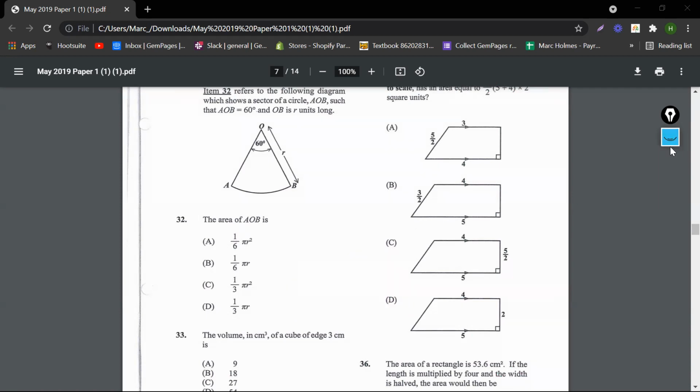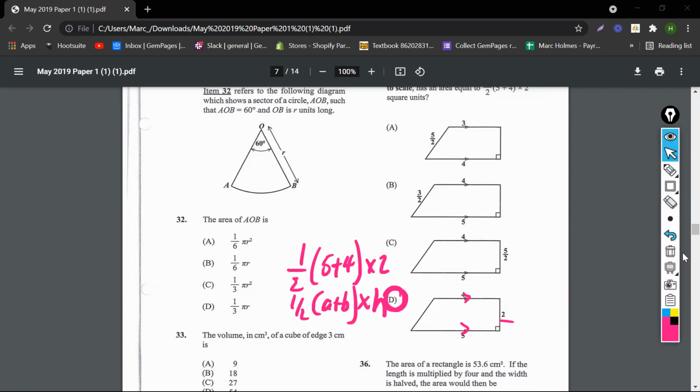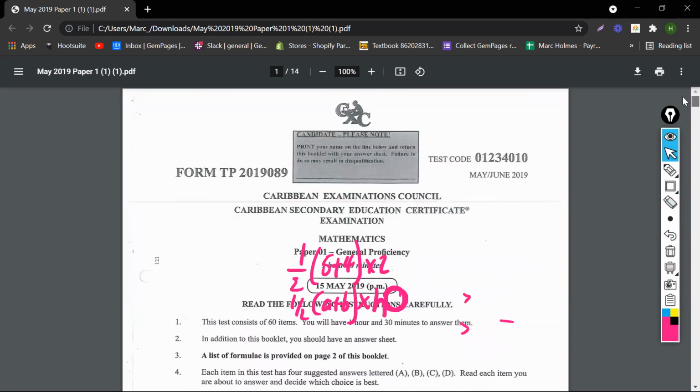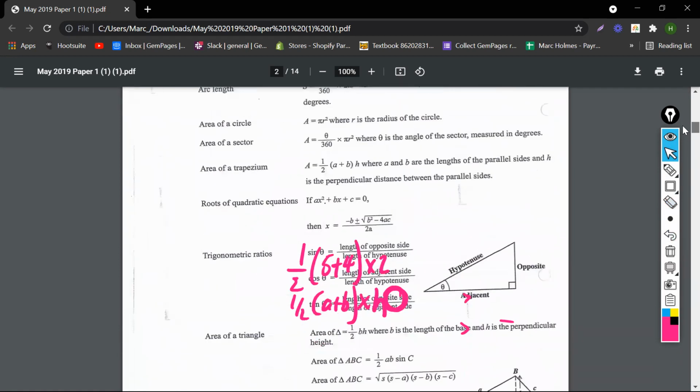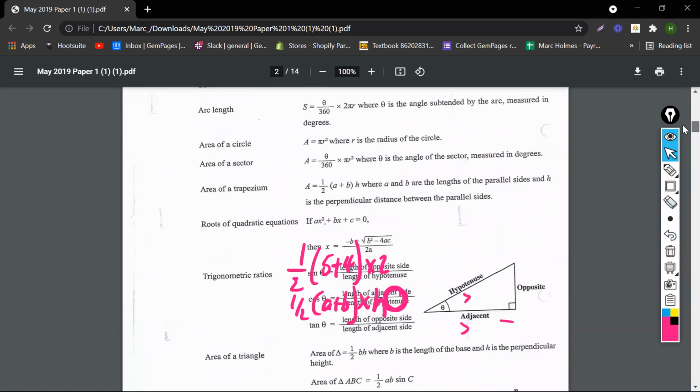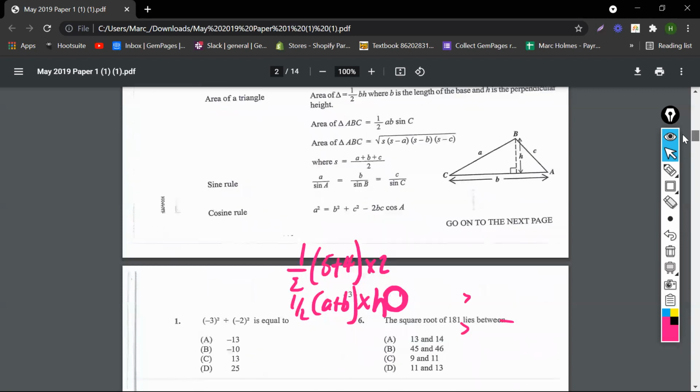And this is also on the formula sheet too, guys. Cool. The area of a trapezium is on the formula sheet as well. Let me just show you. Where is it? Area of a trapezium is equal to half A plus B times H, where A and B are the lengths of parallel sides, and H is the perpendicular distance between the parallel sides.